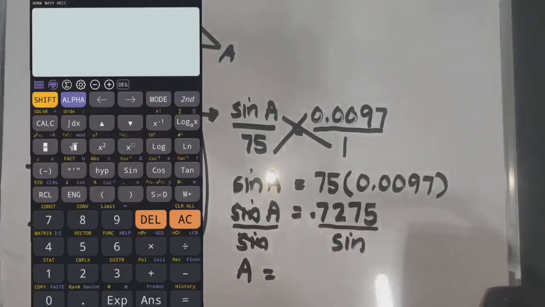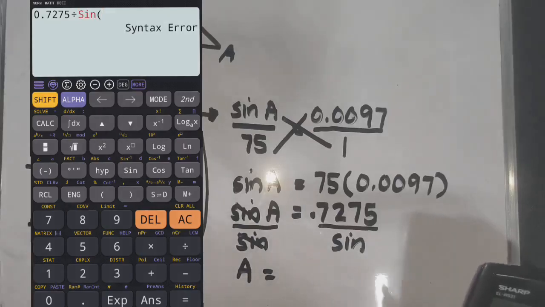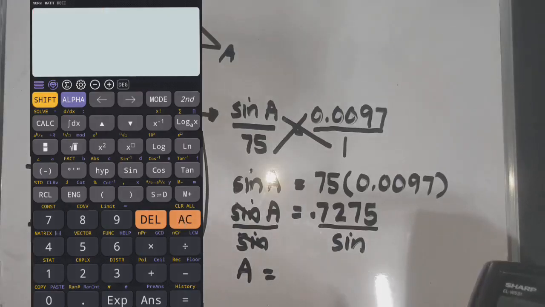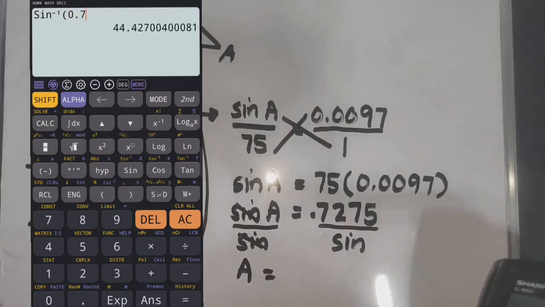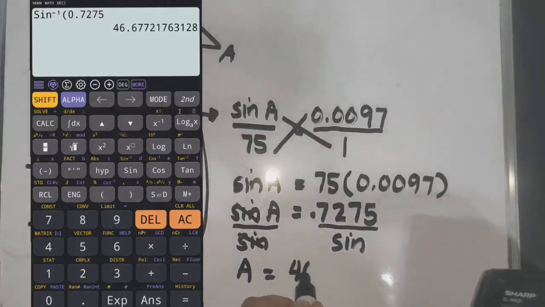So, kapag pinrest natin sa calculator, 0.7275 divided by sine, so syntax error or math error yung lalabas. So, yung ginagawa natin is shift, then followed by kung ano yung denominator natin, which is sine. So, dapat merong -1 na exponent yung sine para tama yung magiging answer ninyo. Then, saka nyo ipipress ang 0.7275. Then, equal sign. So, the answer is 46.68.